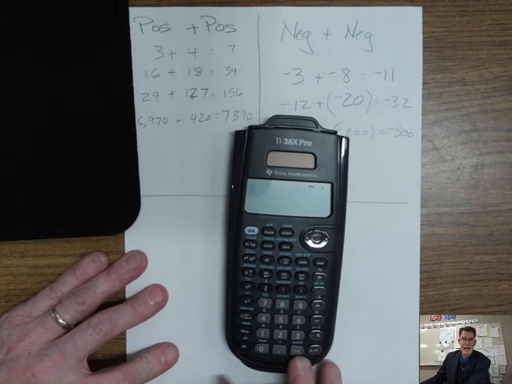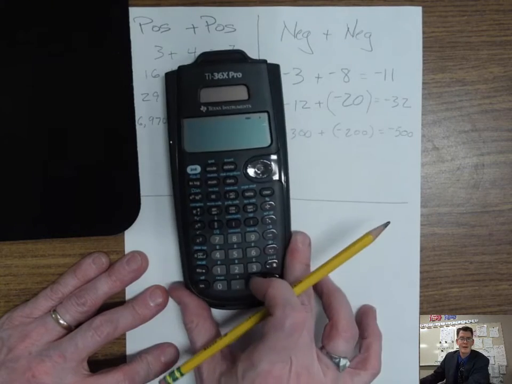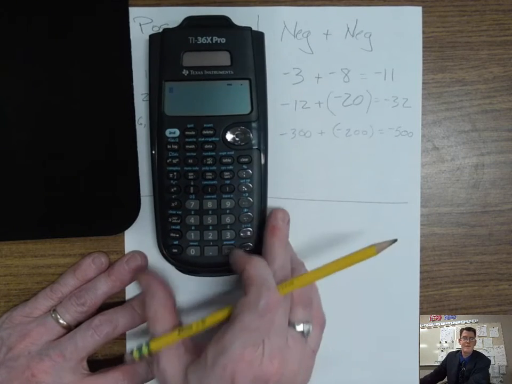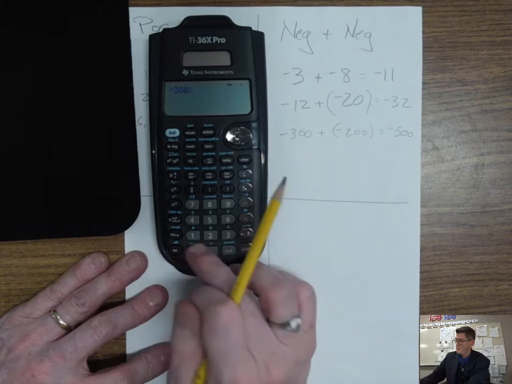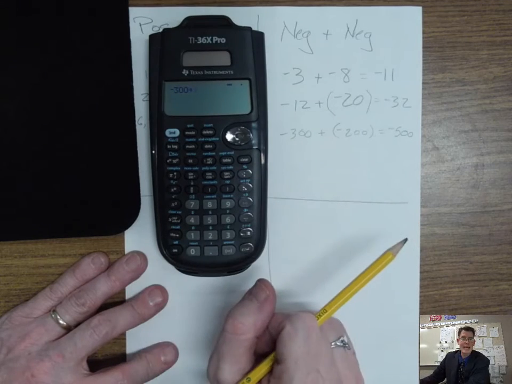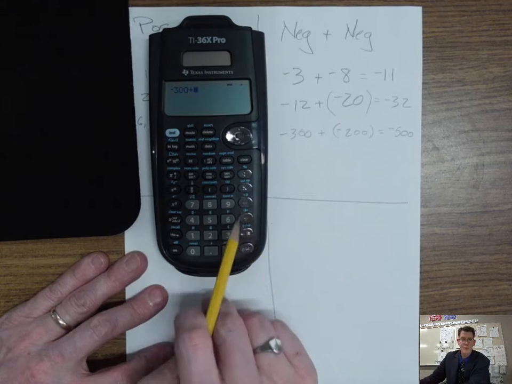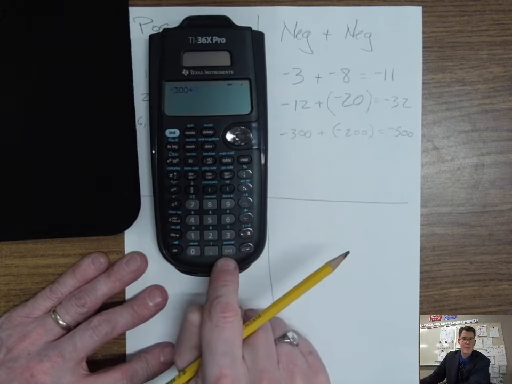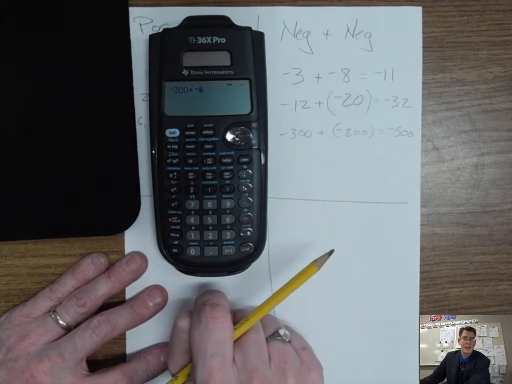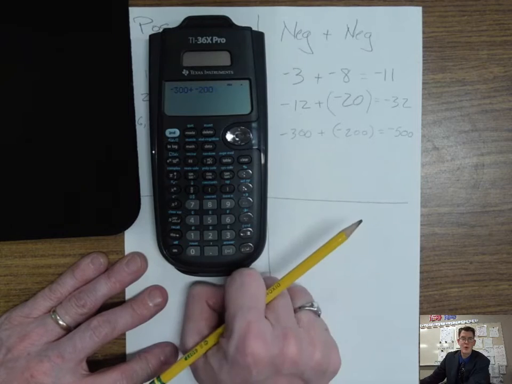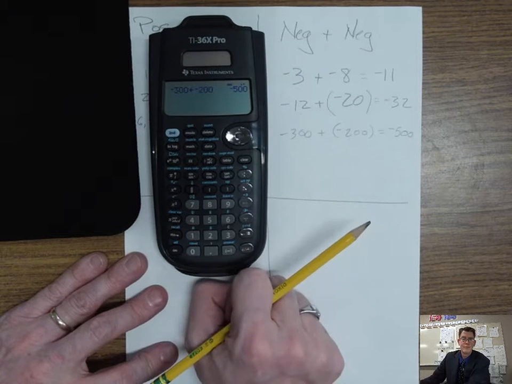If you want proof of this, you have to hit the negative button. Don't hit the minus sign up here. It's a negative number here. So if I do -300, and then I add to that, you have to push the negative button. This is the negative number key. -200. Yep, I did it right.